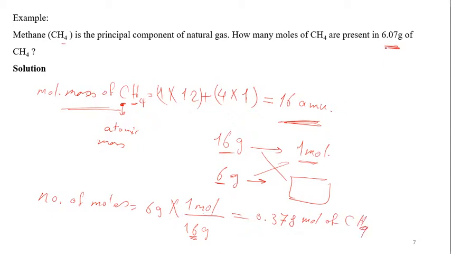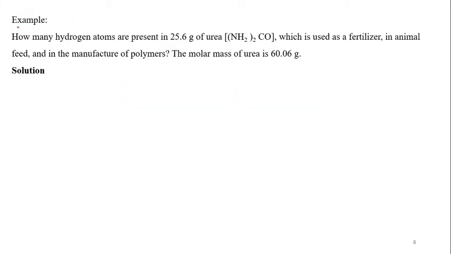This means each 6 grams of methane contains 0.378 moles of methane. This means each 0.378 moles of methane contains 6 grams of methane. Now let's look at another example.